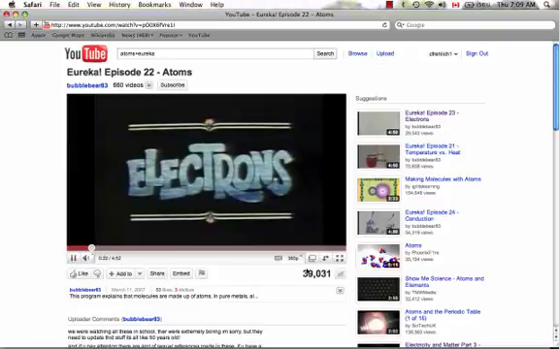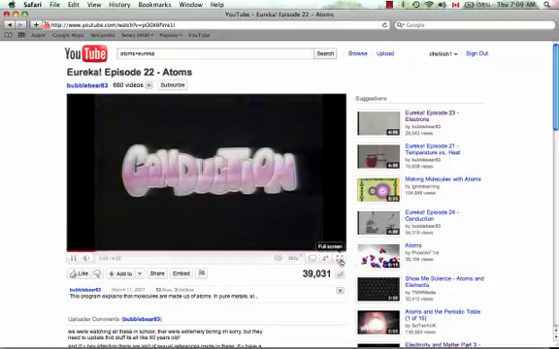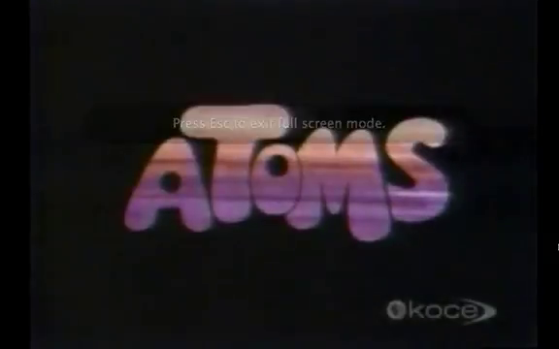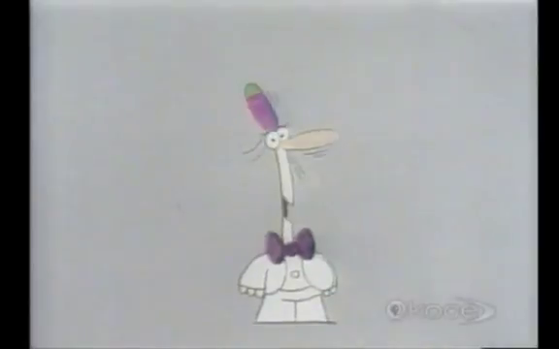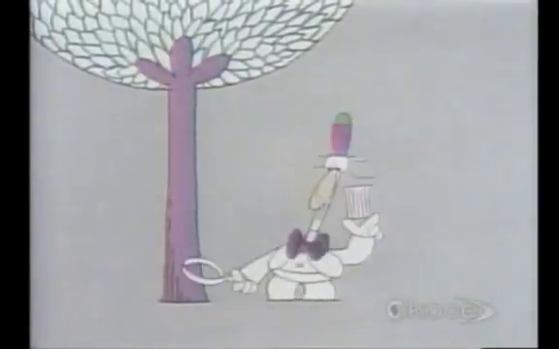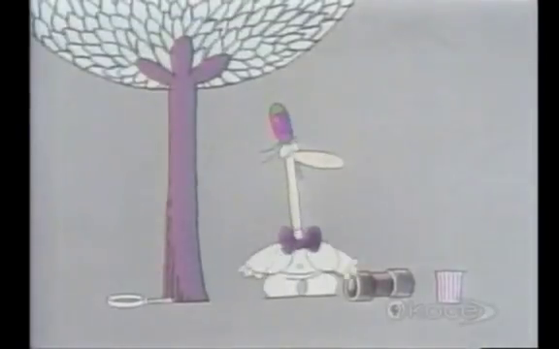This will be followed by electrons. And the third and final program in this unit will be on conduction itself. But our story begins with atoms. We know that everything is made up of molecules. That tree, the plastic cup, the magnifying glass, this piece of lead pipe. Even you are made up of molecules.